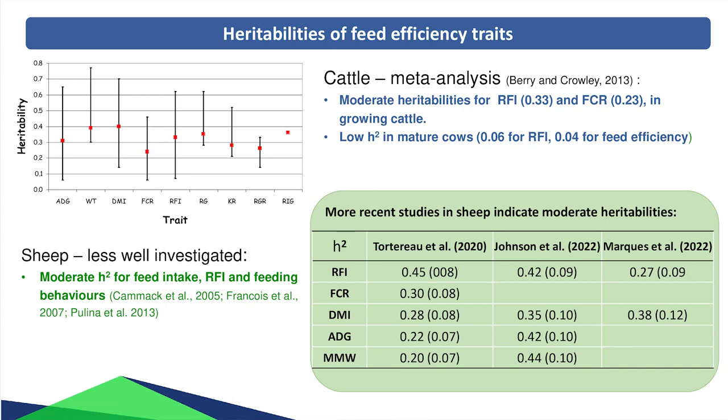I put together some results here from Flavie from Uruguay and from Trisha Johnson from New Zealand. Basically, the estimations, also including previous estimations, show the heritability for residual feed intake is moderate in both species, in both sheep and beef cattle. And we are talking here about residual feed intake measured in growing animals.